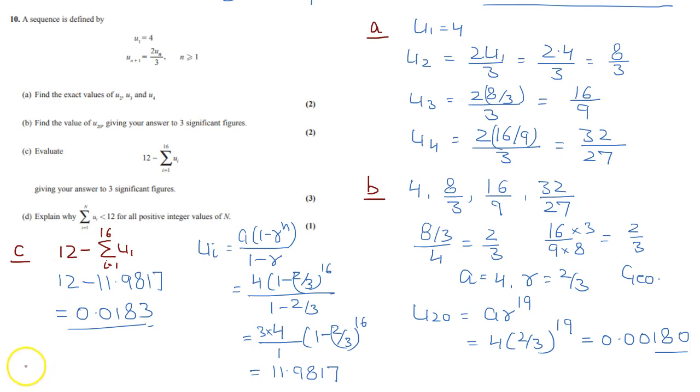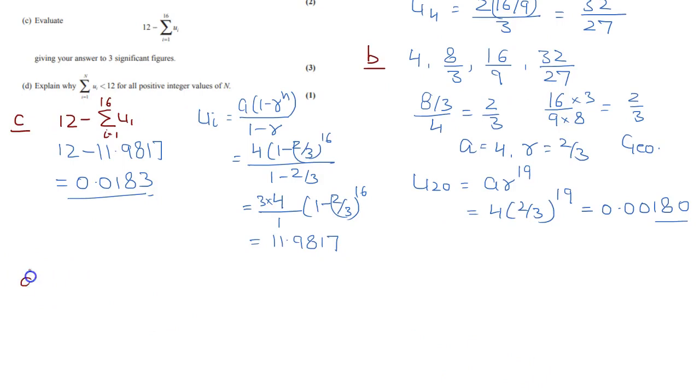Now part D. Explain why the sum of ui, i is equal to 1 to n, is less than 12. Any number n, like 11, or if we write 19 here, 20 here, 100 here, it is always less than 12. Why? So he's asking the reason.